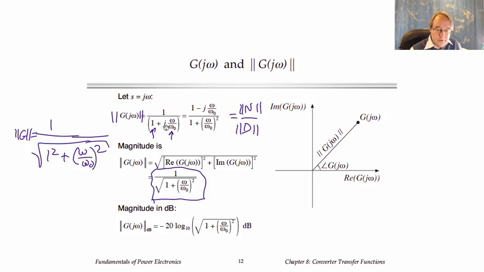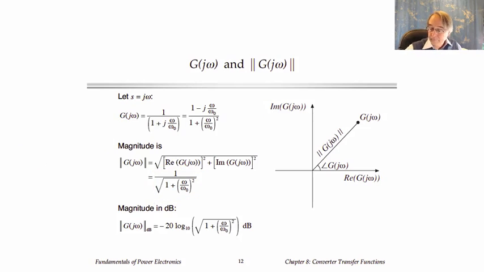I would also note that you don't include the j when you square the imaginary part. If you did, that would give you an extra minus sign, which is not correct. Okay, so here is our magnitude function. We now express that in decibels, so 20 times the base 10 log of this.